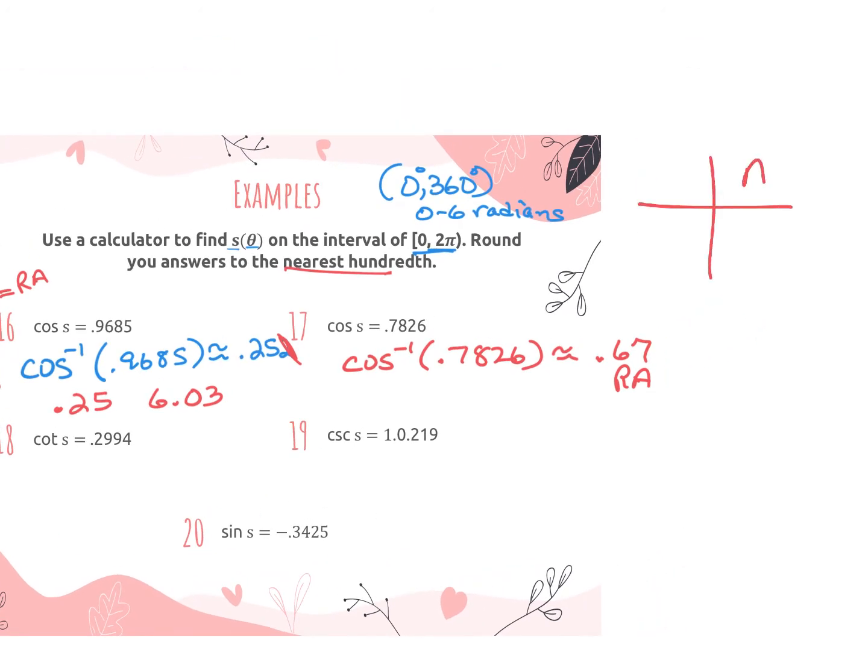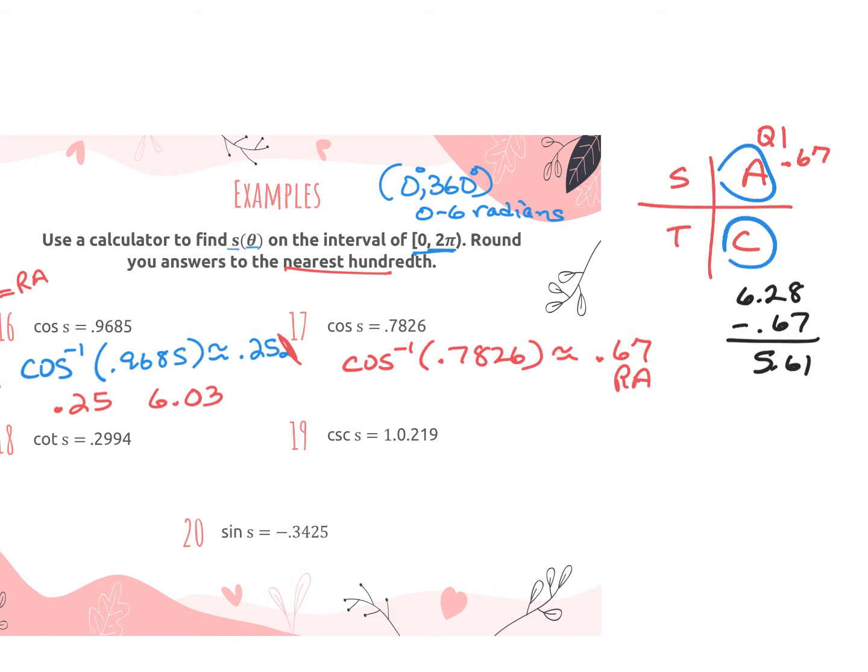So here we have our All Students Take Calculus. 0.67 is the radian measure in quadrant 1. Again, quadrants 1 and 4 are where cosine is positive. Again, I'm going to take 6.28 minus 0.67, and I get 5.61. So the two answers here are from quadrant 1, 0.67, and from quadrant 4, 5.61.